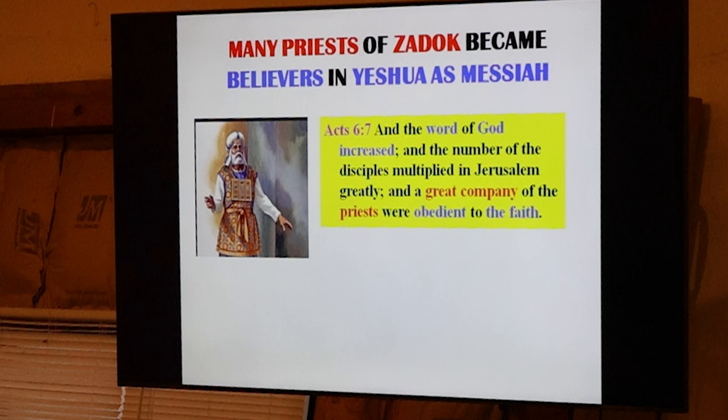So now, with this background, we're told in Acts chapter 6, verse 7. This is not very far from Acts chapter 2. Paul hasn't even come to faith yet in Acts chapter 9. And here's what it says, that the word of Yah increased, and a great company of the priests were obedient to the faith. Not just one or two, not just a couple, a great number of the priests. Well, who are these priests that became believers in Yeshua? Are they Pharisees? Are they Sadducees? No. Well, what priests are there? Zadok. They're Zadok priests. So the Zadok priests became believers in Yeshua as the Messiah.